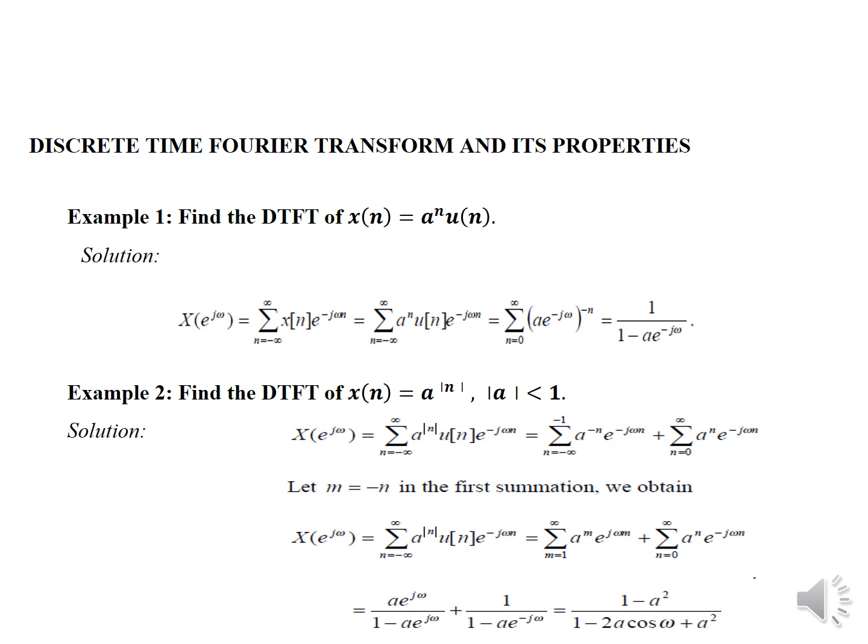Therefore, while we are changing, the summation also changes, so it varies from m equal to 1 to infinity, and the other is n equal to 0 to infinity. Now we are applying the standard formula for the first summation as well as the second summation. After taking the LCM and simplifying, we are getting the value as 1 minus a square divided by 1 minus 2a cos omega plus a square.